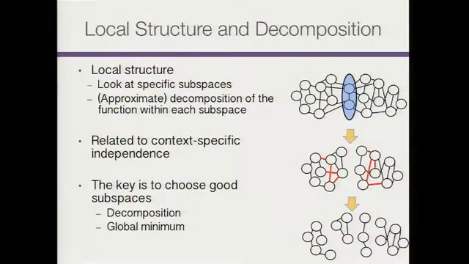And so we introduced this idea of local structure and local decomposition, which is a subspace-based decomposition method. We look at specific subspaces and achieve decomposition within those subspaces while trying to find the global optimum. You can think about this as a version of context-specific independence, but applied to continuous optimization. If you're familiar with probabilistic inference, context-specific independence is a more general form of independence than conditional independence, which has been discussed earlier today.